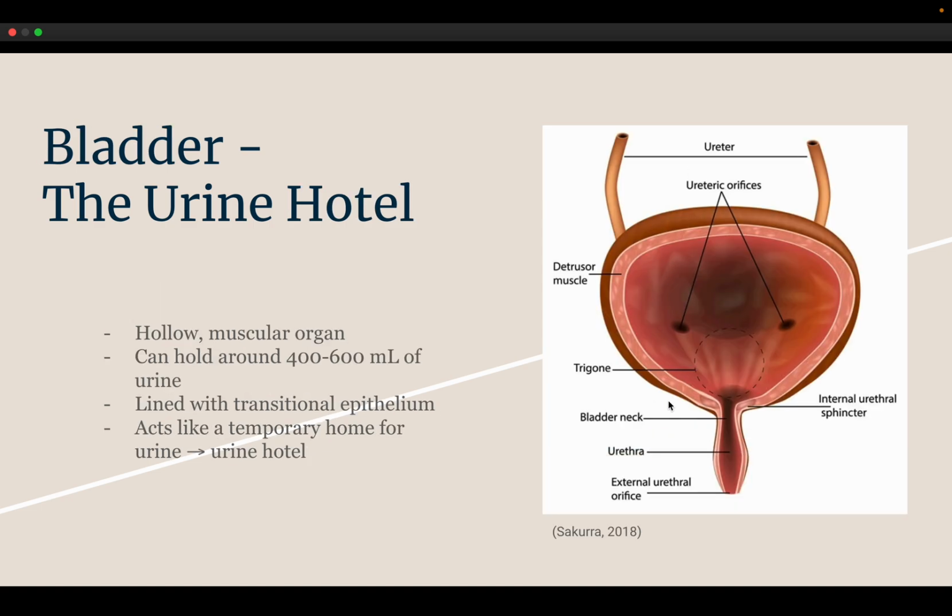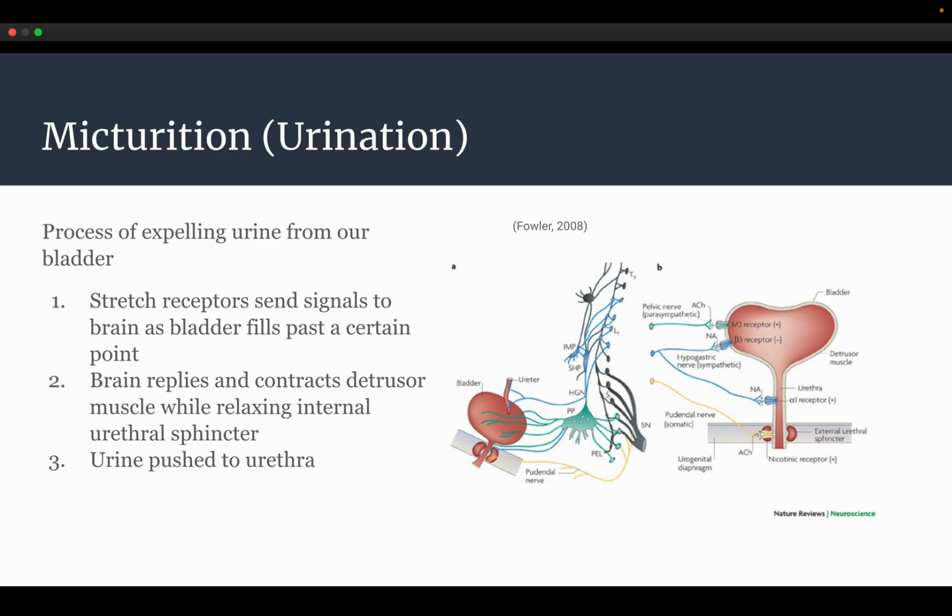Now that we've finally made it to the bladder, the urine is stored here until the person is ready to expel it. The bladder is a hollow, muscular organ located in the anterior of the pelvic cavity, superior to the urethra but inferior to the ureters. Bladders can typically hold around 400 to 600 milliliters of urine and are lined with transitional epithelium, allowing them to expand and contract as necessary. And now that we've covered how the urine is transported to the bladder, we will look at how that urine is ultimately expelled from our system.